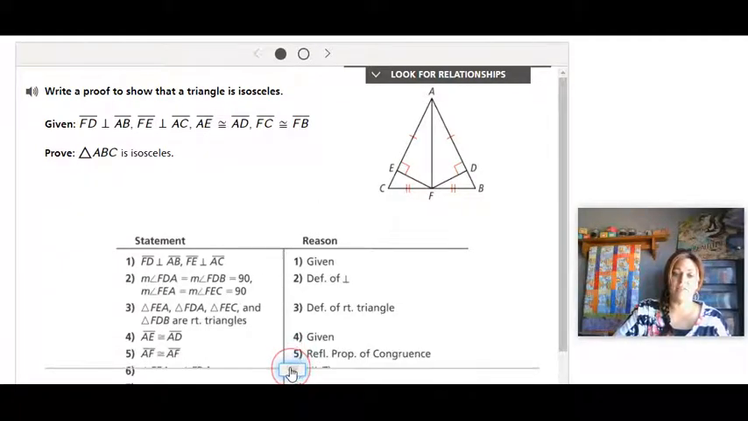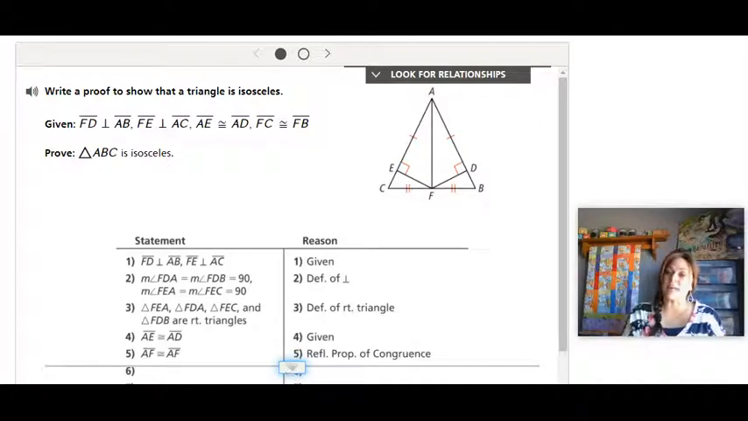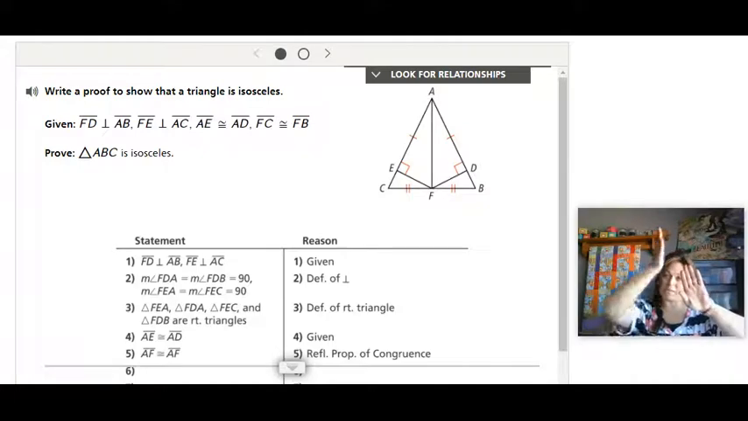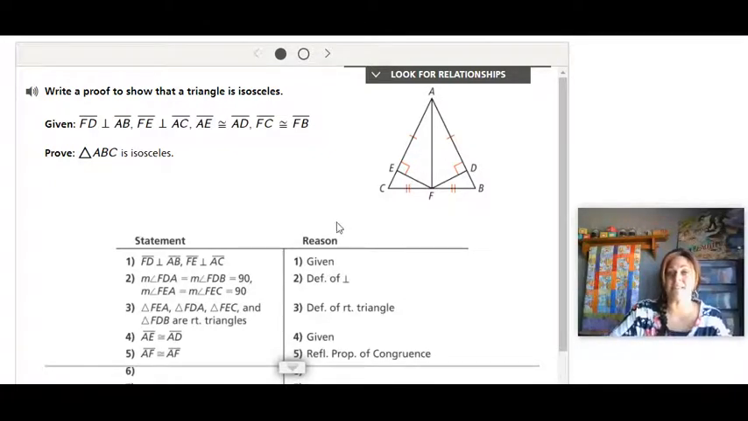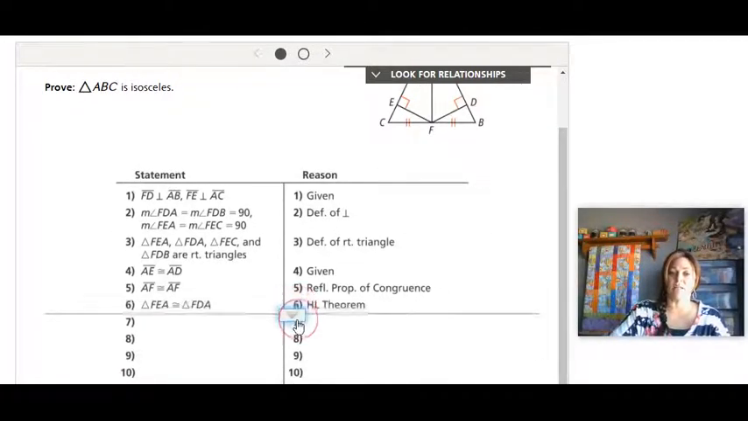And then they talked about the reflexive property. Reflexive property is saying that something is equal to itself. AF is congruent to itself because that one side in the middle is shared on both triangles. So this line needs to be congruent on this triangle and it needs to be congruent on this other triangle, which it is. It's the same as itself. So that's the reflexive property.